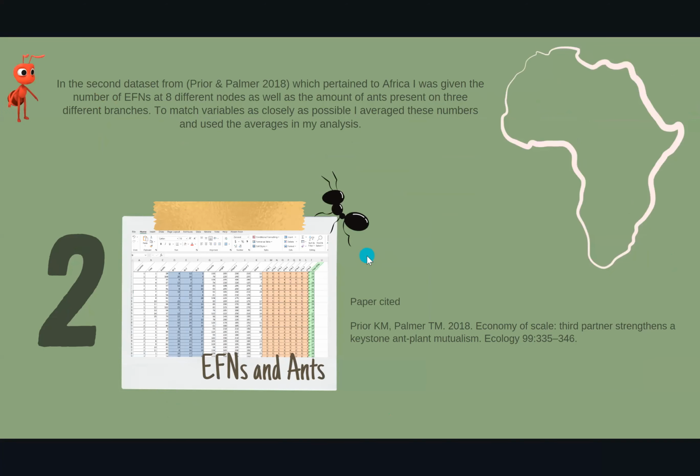And then in the second paper, I needed to look at the data prior to their treatment, but they still had the number of ants on 3 different branches and the number of EFNs at 8 different nodes, which in the previous paper, they were only looking at one particular node and one particular plant. So what I did for this paper was I added up the numbers, I totaled them, and then I averaged them, and I used the average numbers for my comparisons to the prior paper. And that is my project.